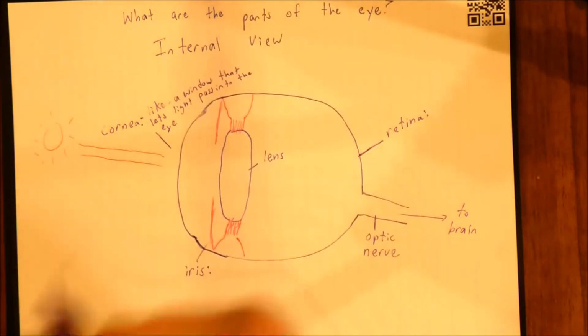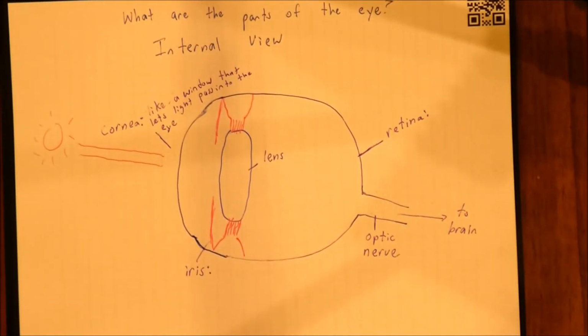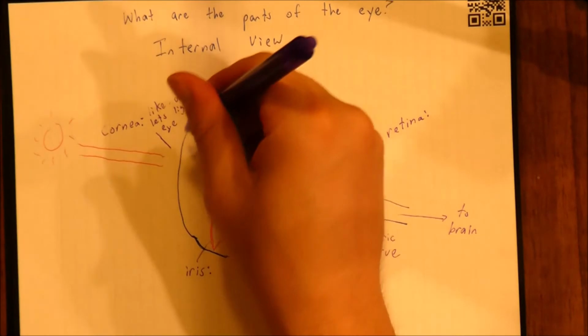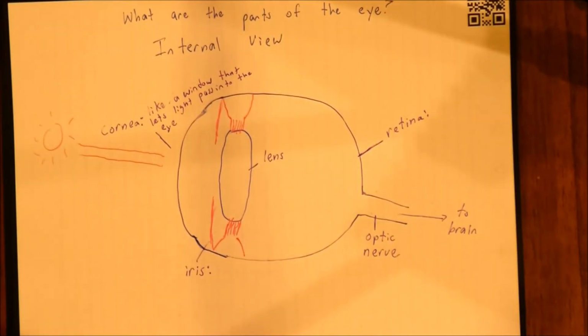It also provides a level of protection for your eye since it is a cover of the eye itself. That's why you can't just take your finger and poke it into your pupil. Not that you want to do that, but the cornea protects that part of your eye from getting touched.